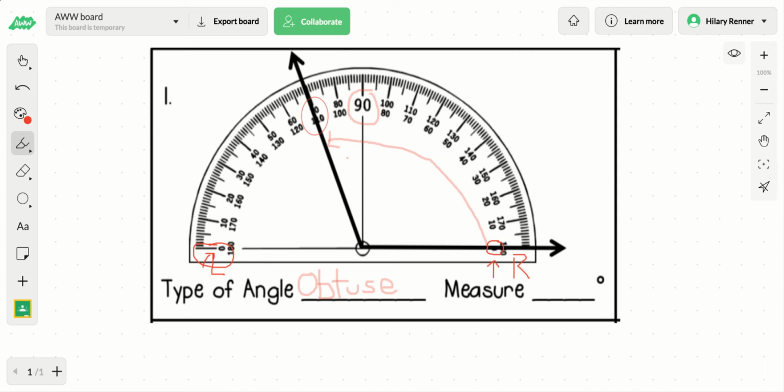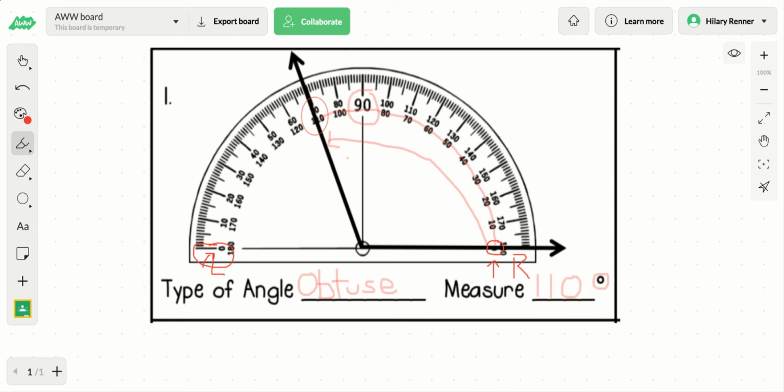And we measure in degrees, which is what this little symbol right here is. It's a degree sign, and that's how we measure our angles. So we're going to start here at the 0, and we're going to use the bottom numbers to count all the way to the second ray. So 0, 10, 20, 30, 40, 50, 60, 70, 80. There's my 90. It's bigger than 90, 100. And then the next 10 would be 110. So my measure is 110 degrees.